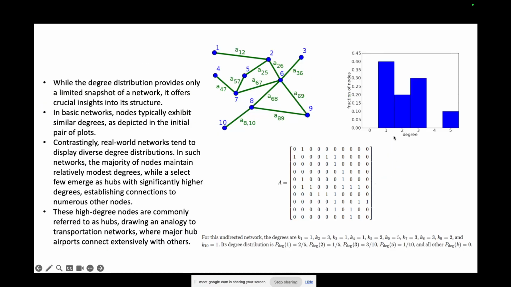Yeah. So for this undirected network, I've just written it down as I explained here. So you have different degrees for these different nodes. For example, K1 has only one connection, so it's 1. K2 has 3 connections, so it's 3, like these.